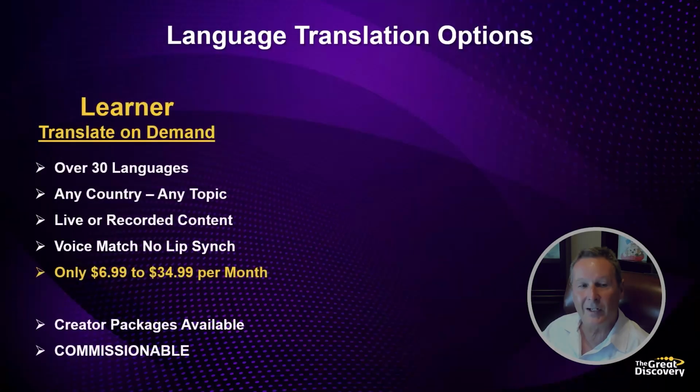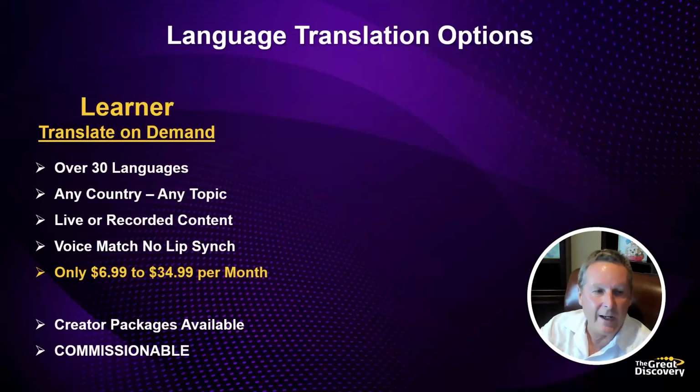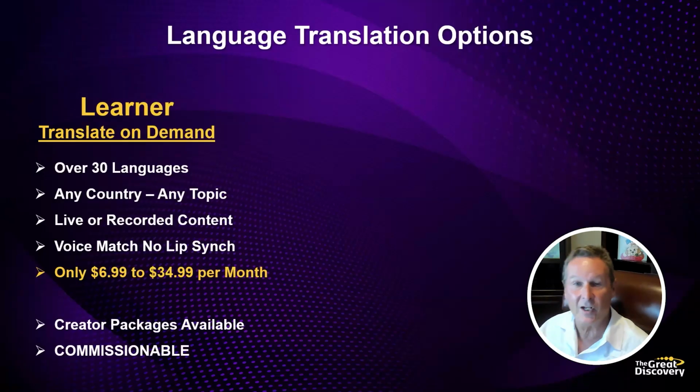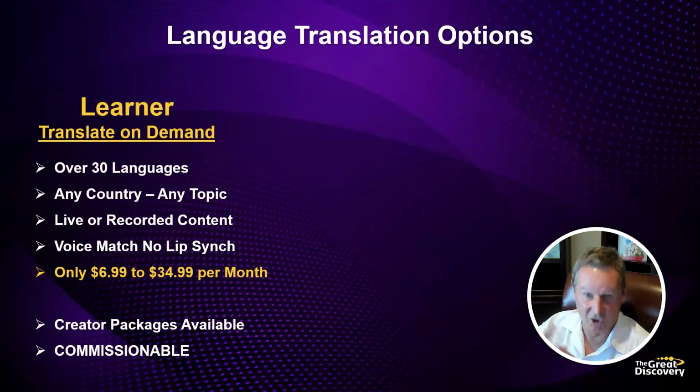So here are some of the translation options that we've got. With on-demand translation, they can translate any content that's on the website at all. Your course, your friend's course, a podcast, a live webcast, a training session like this one, a video, anything that's archived, any material that's on there, in up to 30 different languages to start. We're going to be scaling it up with the rest of our language translations over the next few months. But we'll open with 30 different languages. You can do this in any country, any topic, any material. It can be live or recorded content.